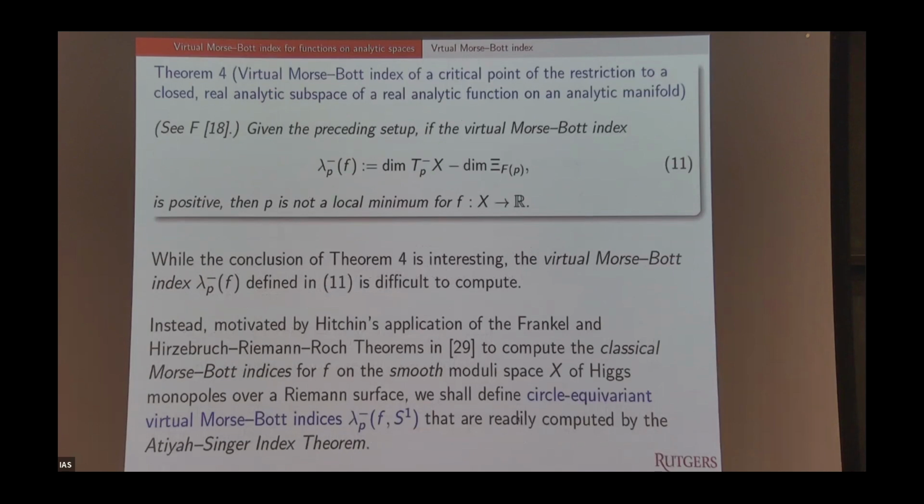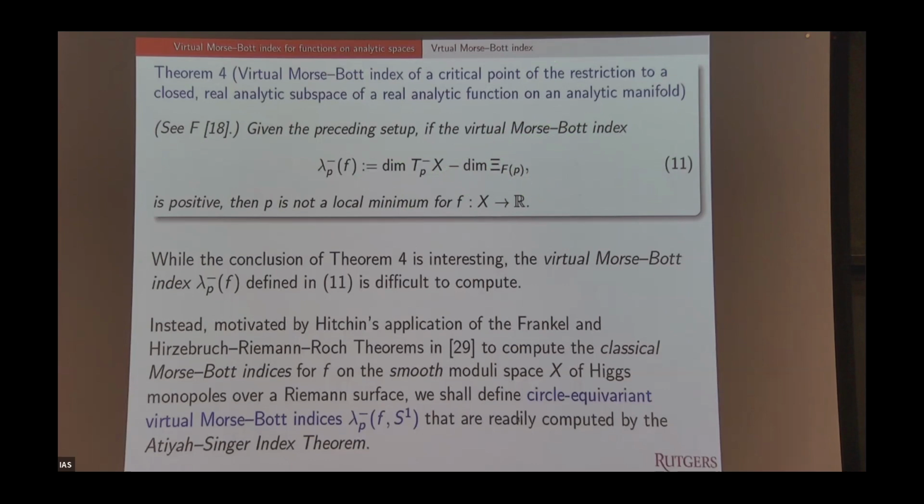You can again define a virtual Morse-Bott index. This tangent space to X at point P, that's the Zariski tangent space. This G_P minus, this is the subspace in which the Hessian is negative eigenvalue subspace. And in the language of Kuranishi deformation theory, this is the dimension of the so-called obstruction space. So if this quantity is positive, then again, the conclusion is this point P is not a local minimum. So it takes a while to properly explain what this is, so I'll hold off doing that, but I will give you some pictures at the end that hopefully get across the idea a little bit better.